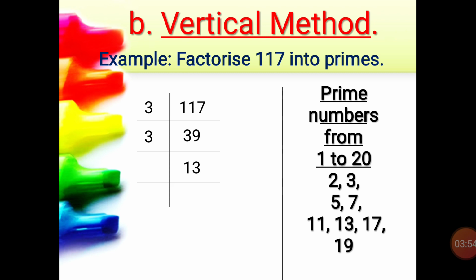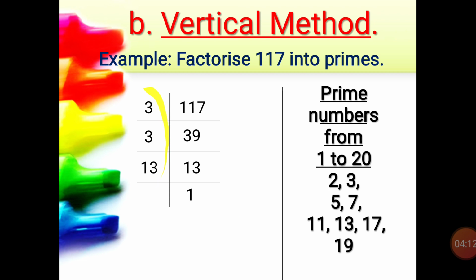Write it below 39. We can see 13 is a prime number given in the list. So we will choose 13 directly. Divide 13 by 13. Quotient is 1. As we get 1, our division ends over here.